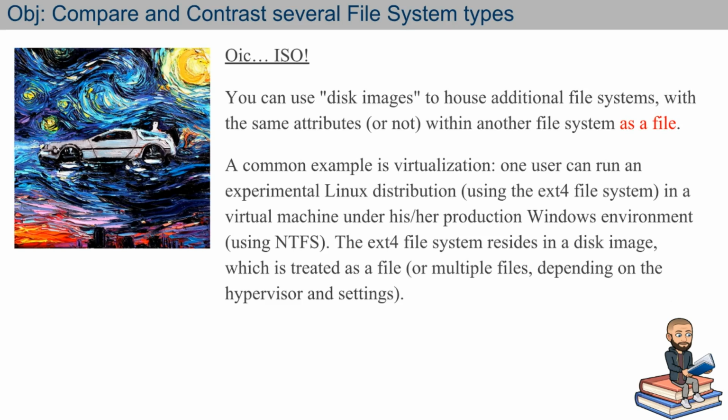And that was an aha moment for me. When I was downloading Linux operating systems, I kept noticing it had an extension of ISO. When I looked up the file extension ISO, I read that it's a disk image. The I is for image. You can use disk images to house additional file systems, with the same attributes or not, within another file system as a file. So to step back in this inception-like example, we have a file that is acting like an entire file system. And this is what virtualization is.